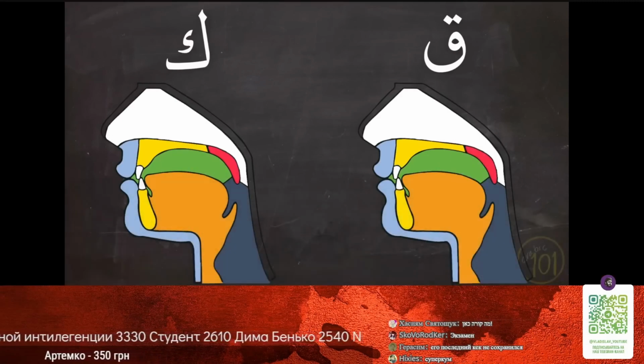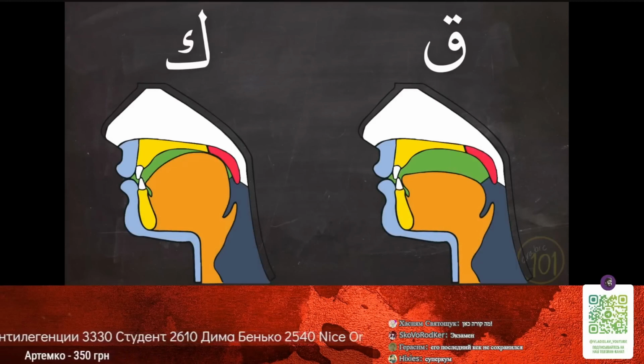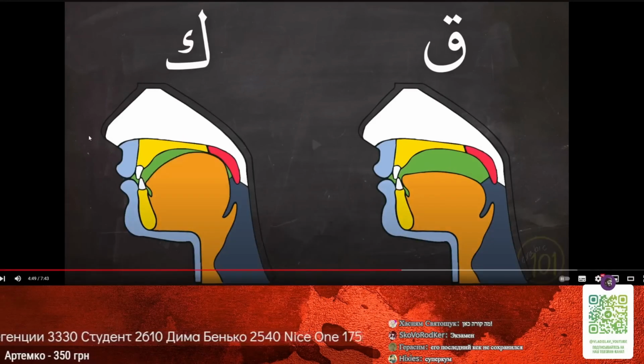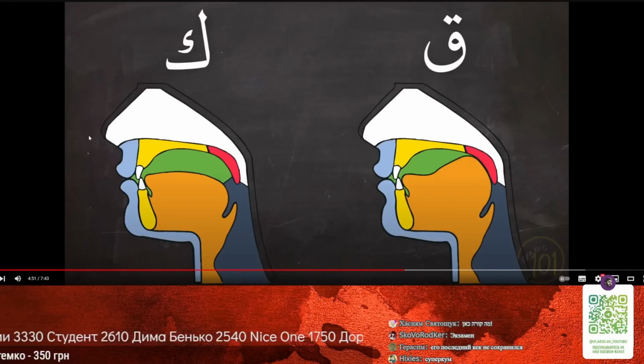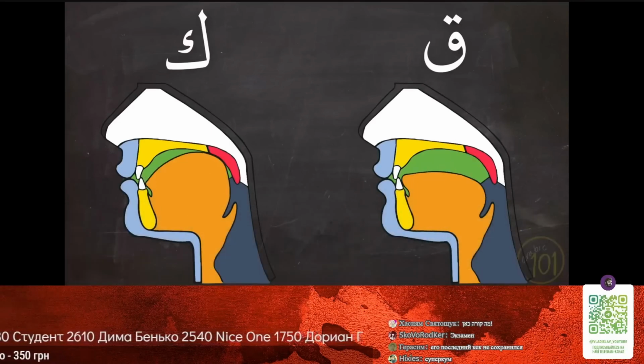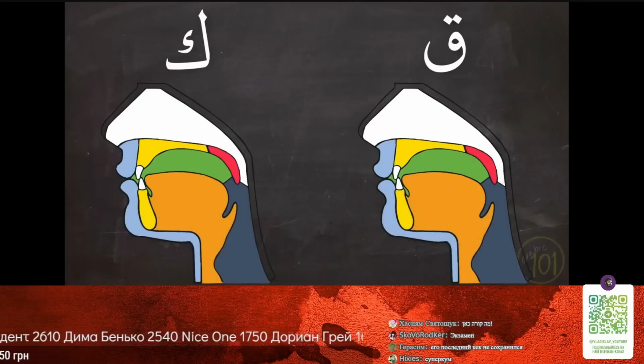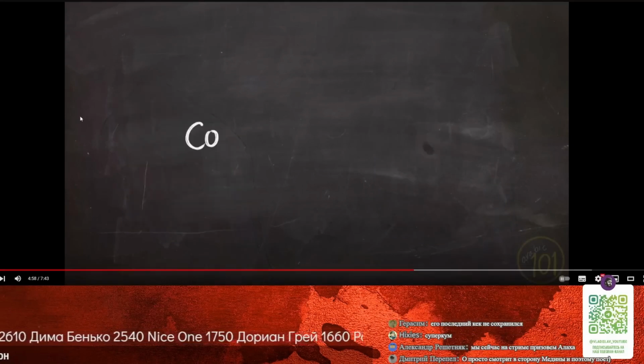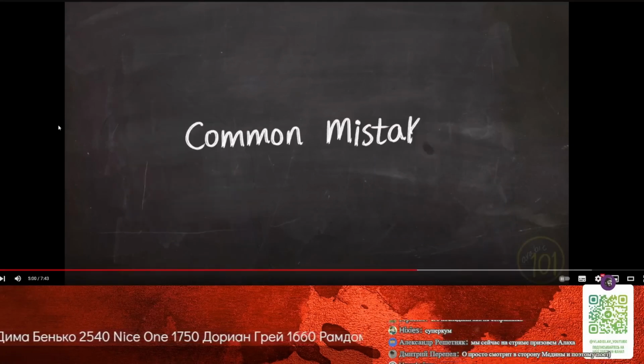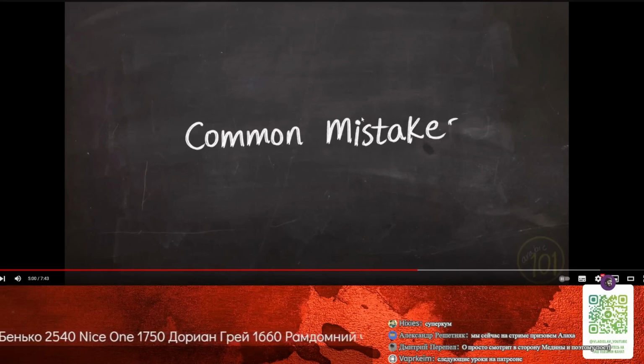Qa, qa, ke, ke, aqqa, ak. Now it is time to highlight some of the common mistakes and bad practices. Так, вот, до 5 минут задонатили.